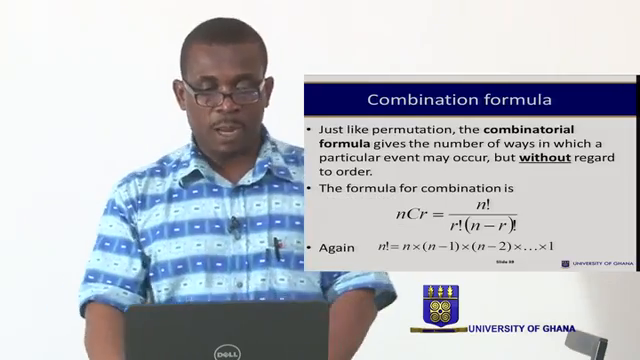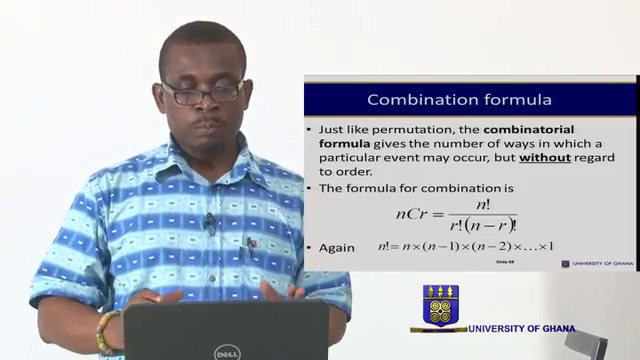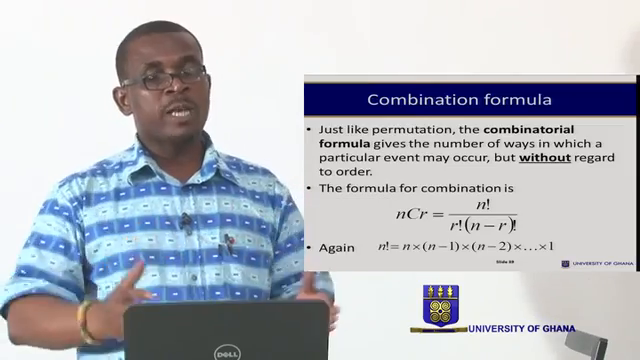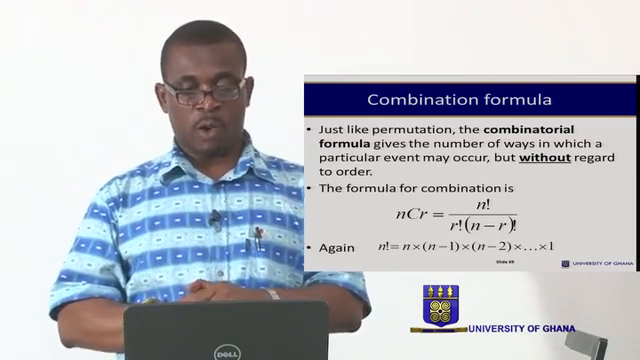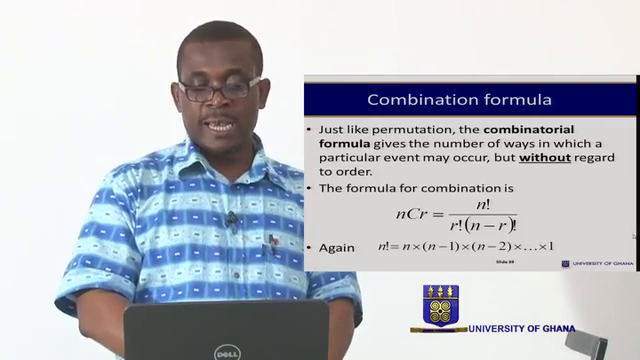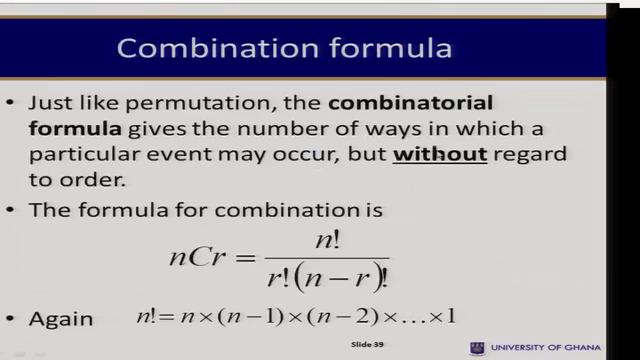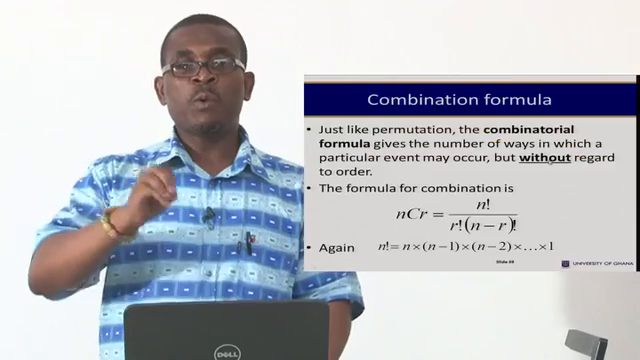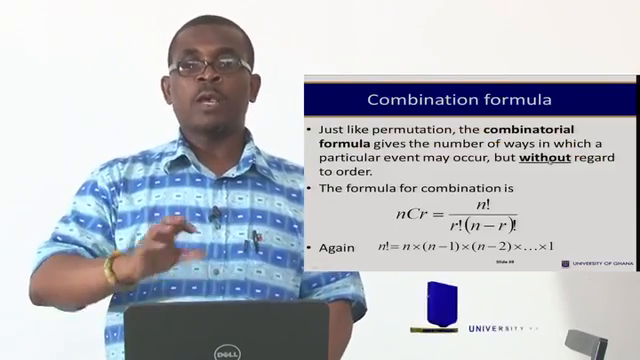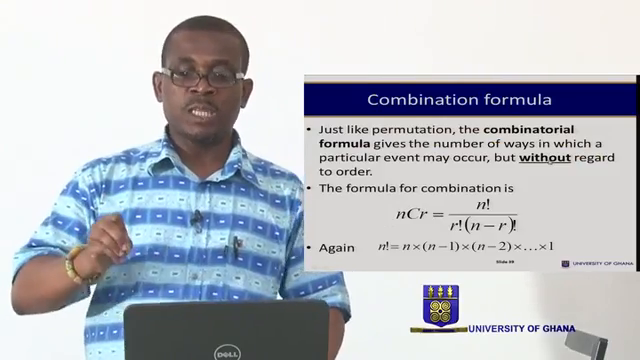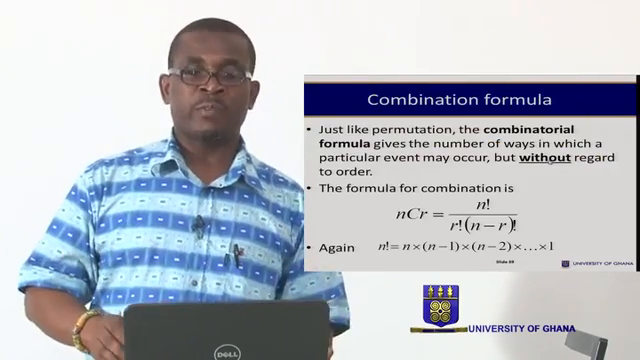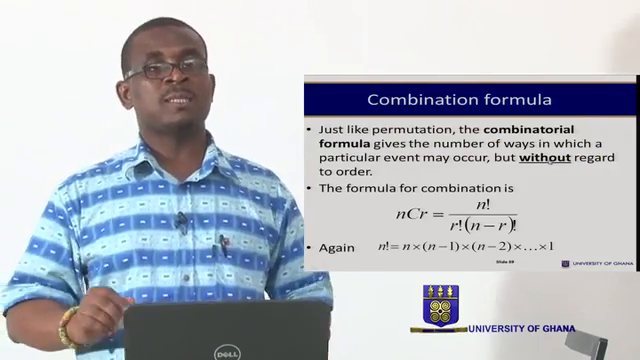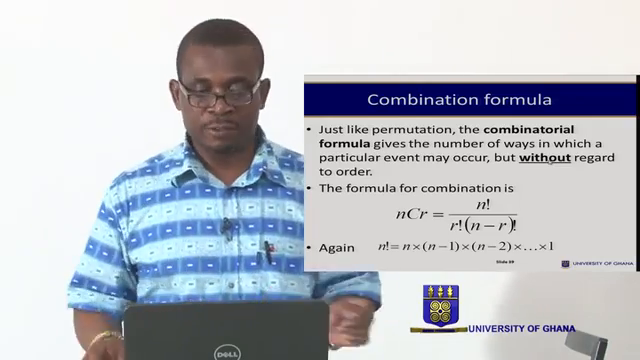Now, the combination formula is related to the permutation: it gives the number of ways of selecting a subset of objects from a given set of objects. But here we are not concerned about the order of arrangement. If both Kofi and Amma are there, fine. We don't care who comes first, because in permutation, when Kofi comes first, it is different from when Amma comes first. But in combination, we don't care. Once it is Kofi and Amma, whoever comes first, we don't care.